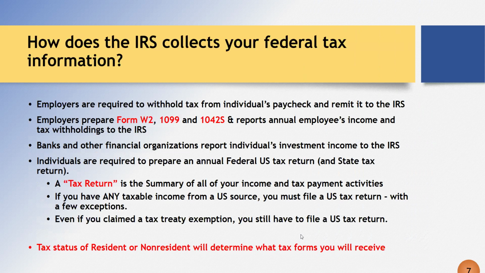So how does the IRS collect your federal tax information? How do they know how much money you made? All employers are required to collect information when we pay you. We withhold taxes or we give you exemption from taxes, and we are required to report everything to the IRS. At the end of the year, we prepare Form W-2, 1099, and 1042-S, depending on what kind of employee, contractor, or student you were, and we send it to the IRS.